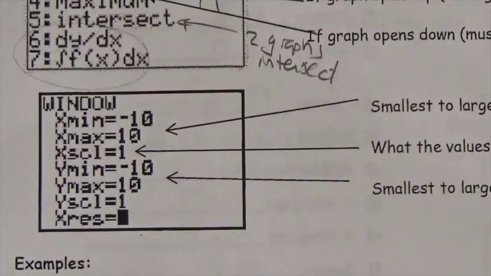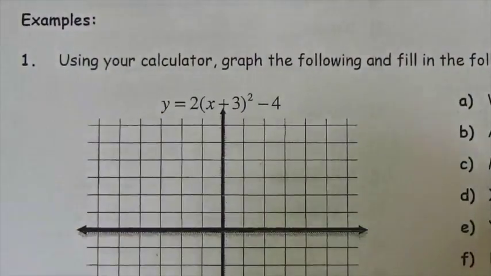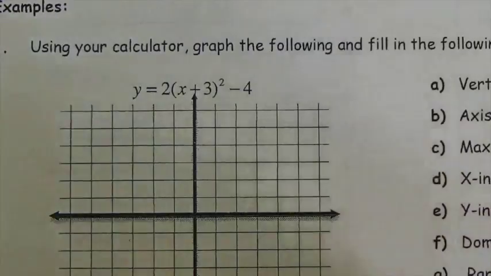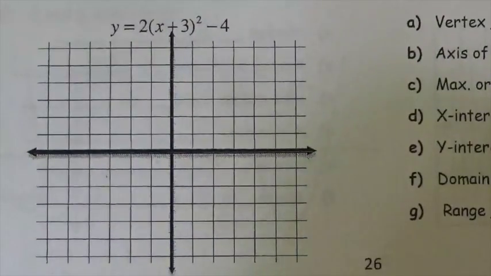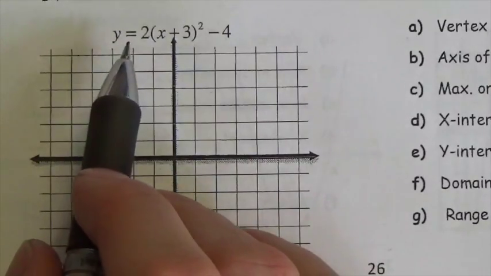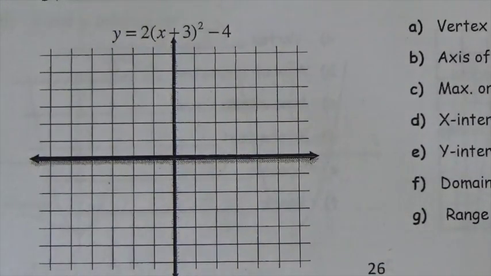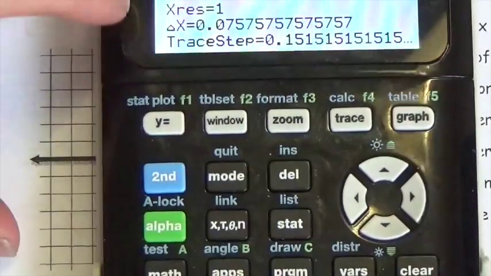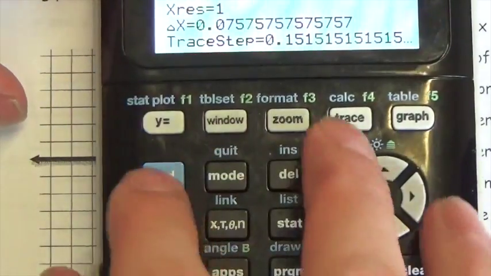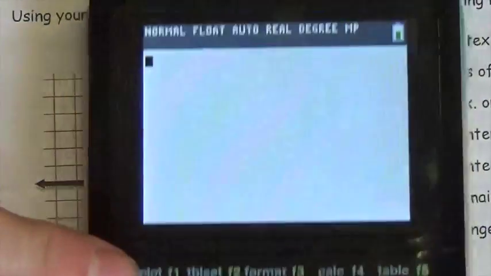So now, let's go to the bottom of the screen here. Let's use our calculator and graph the following and then fill in the blanks. The function that we're trying to graph here is y equals 2 times (x plus 3) squared minus 4. Sorry. I'm going to go back to my home page and we're going to walk you right through this.